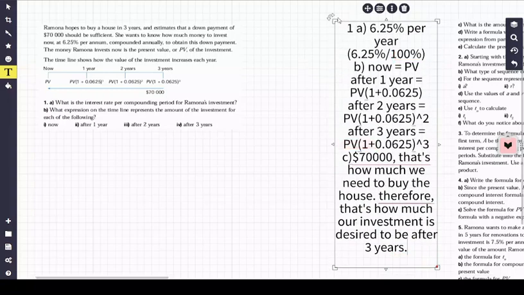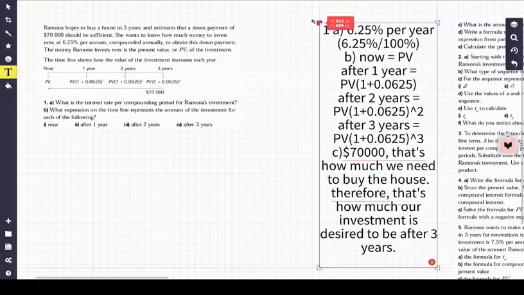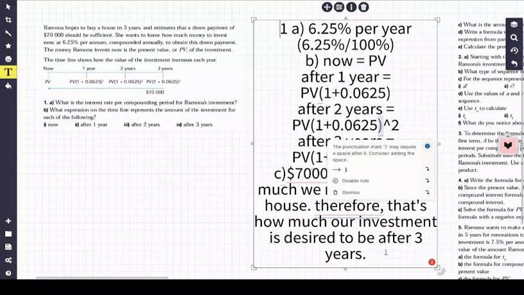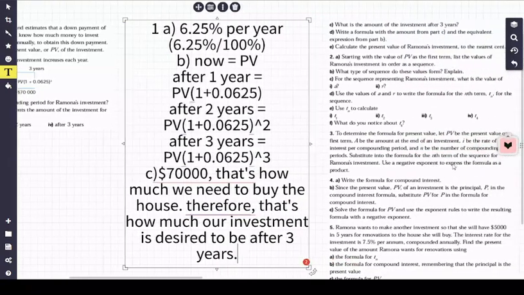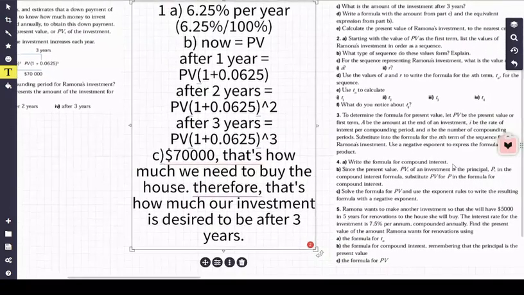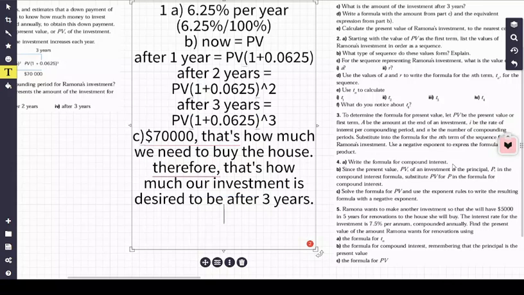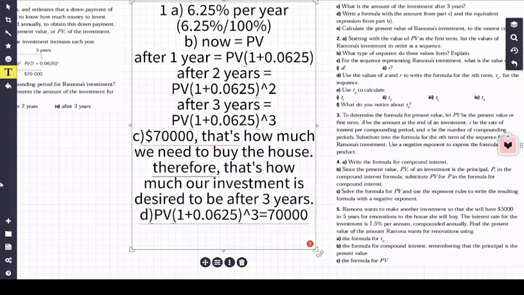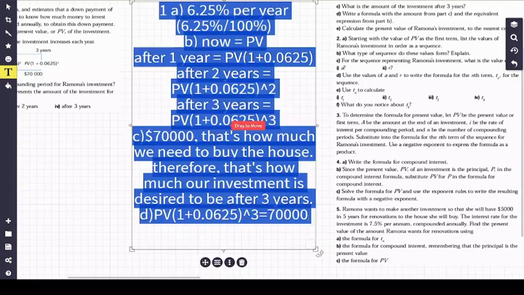All right. Let me make this text box bigger. Okay. Write a formula with the amount from C and the equivalent expression of B. So I guess what you're trying to figure out is going to be PV times 1 plus 0.0625 to the power of 3 equals 70,000. That's it. This is the equivalent expression.